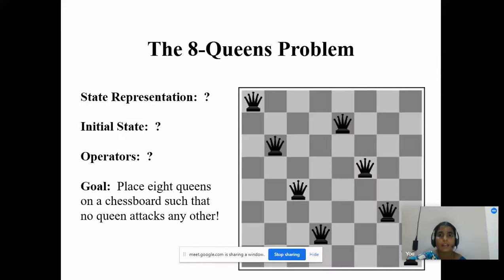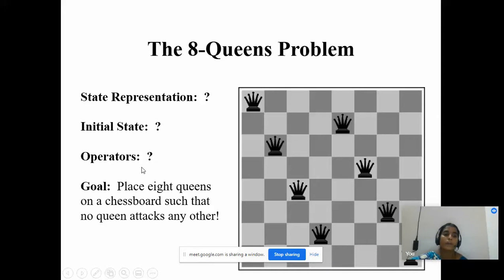So let us see another example. It's the 8 queens problem. Now, what is the state representation for the 8 queens problem? Here it is an 8 cross 8 grid, which consists of a total of 64 squares. And what is the initial state? In the initial state, we place the queens on an 8 cross 8 chessboard.